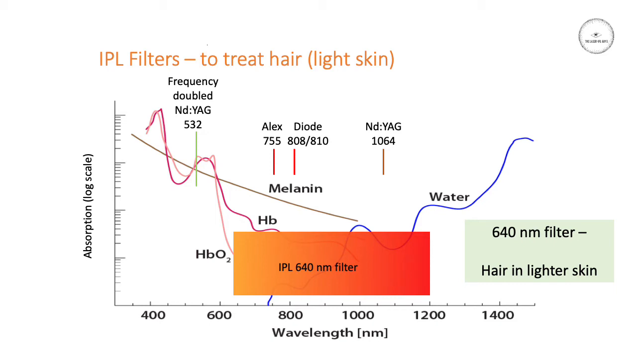Also, you can see from this graph that the melanin absorption is much stronger than with hemoglobin or oxyhemoglobin, so you shouldn't damage blood vessels using these wavelengths. But you can also see that there's beginning to be significant water absorption as well, around about 800-900 nanometers and above, and this will lead to some thermal pain in the dermis.